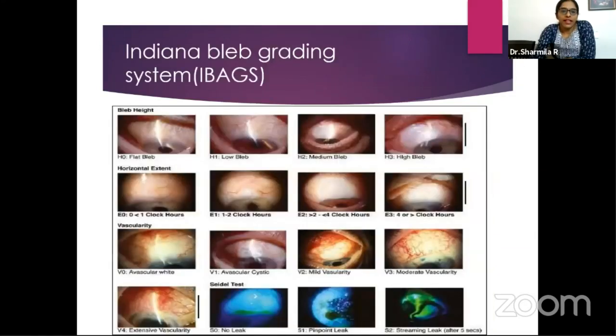Similarly, the Indiana bleb grading scale is also the same as the Moorfields bleb grading scale, except that it has one additional parameter, which is based on the leak of the bleb. That is, the Seidel's test is also included in this.